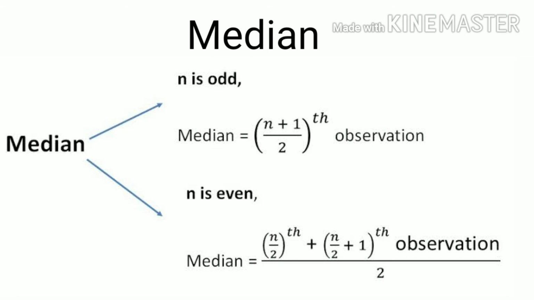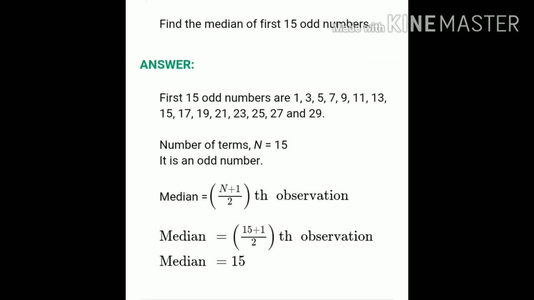And if the number of data is even, that is n is even, then the formula is n by 2 th plus n by 2 plus 1 th observation, divided by 2. This is the formula to find the median if the number of data is odd, and if the number of data is even.